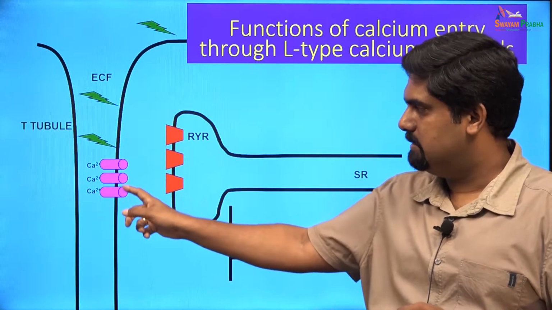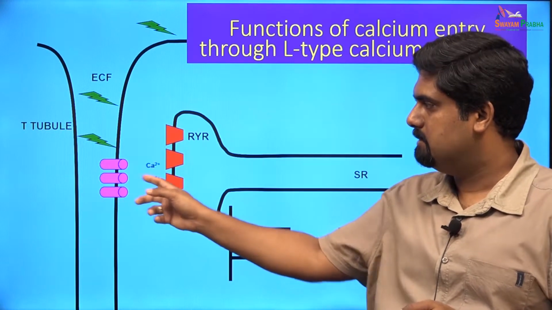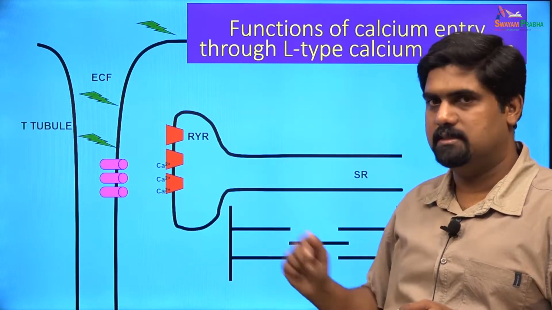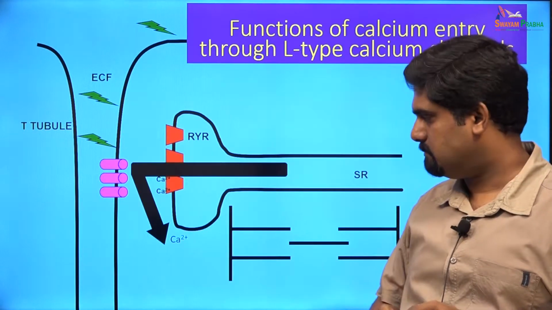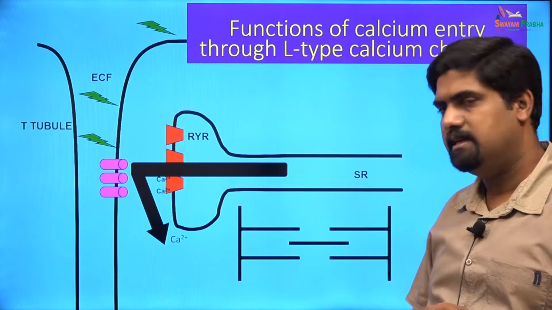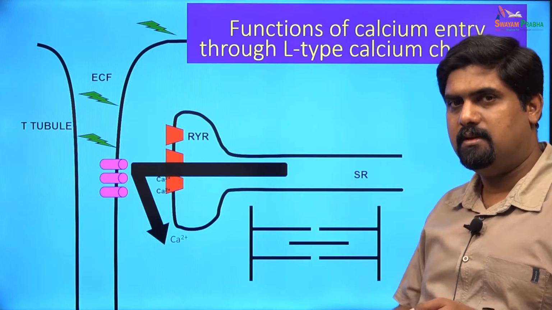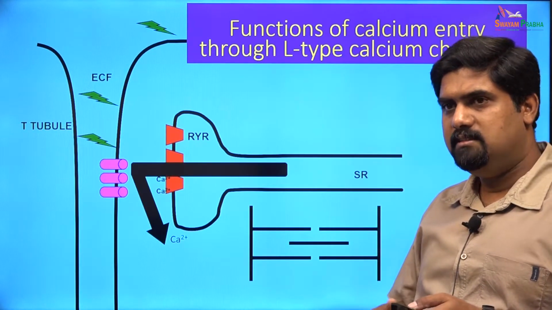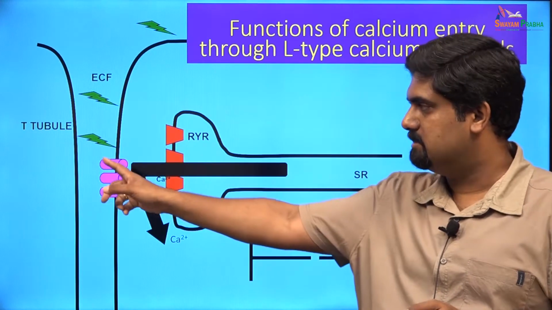So when these are activated, they open and calcium enters the cell. This calcium then binds to these ryanodine receptors on the SR, causing calcium release from the SR. So the rise in intracellular calcium then causes the sliding of the actin and myosin filaments, resulting in contraction. So calcium is important for cardiac muscle contraction, particularly the calcium that is present outside.